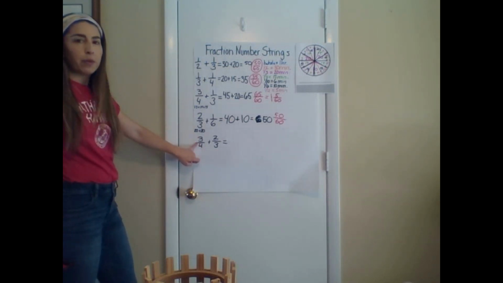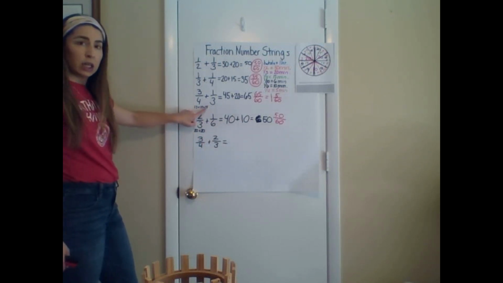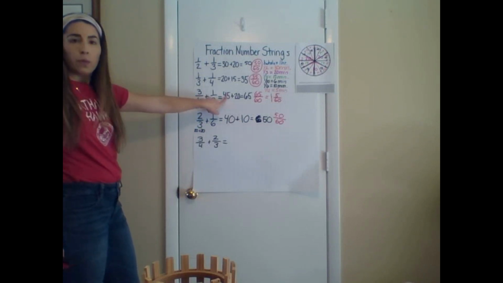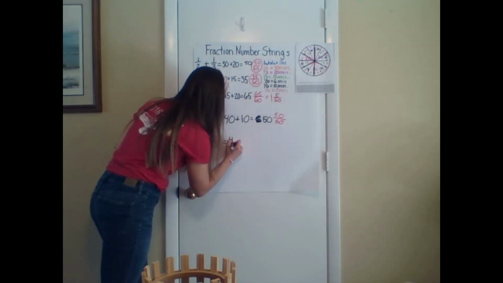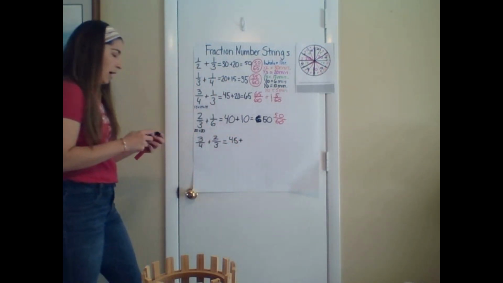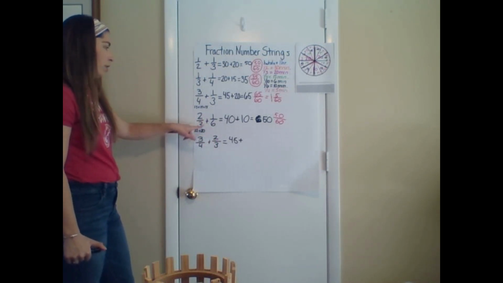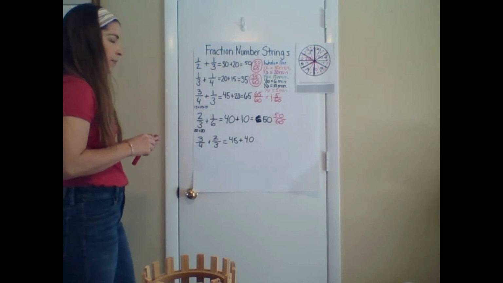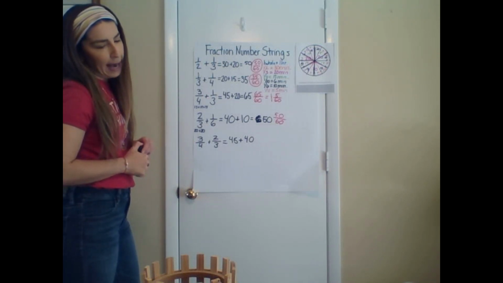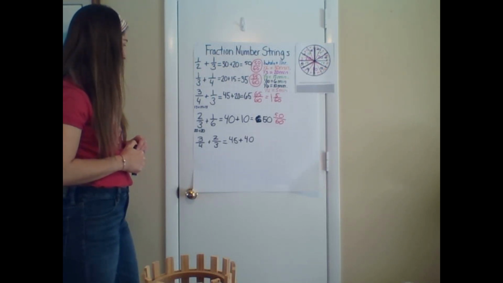3/4. Now let's see, I figured out what 3/4 is. I know that 3/4 is equal to 3 groups of 15. So I'm going to add 45. And then I'm going to add 2/3. And 2/3 I just did. 2/3 equals 40 minutes. So I'm going to add both of these together.